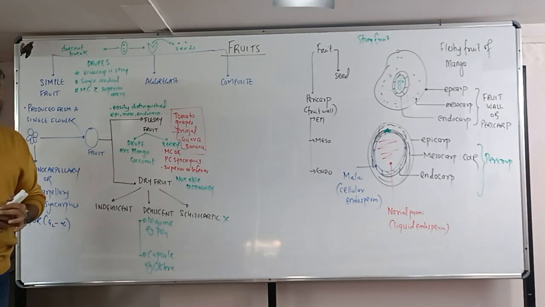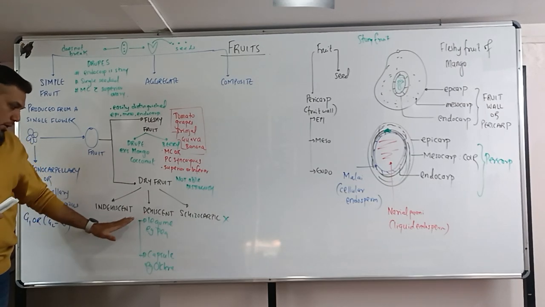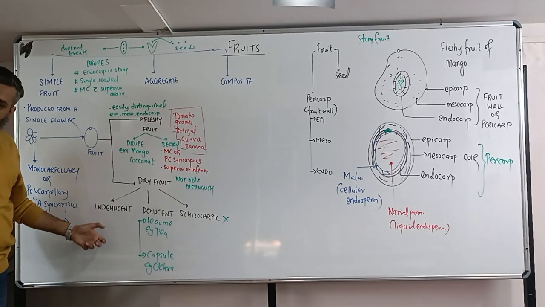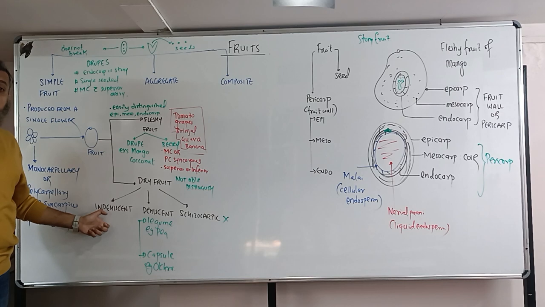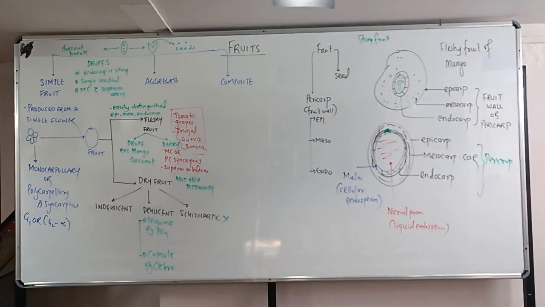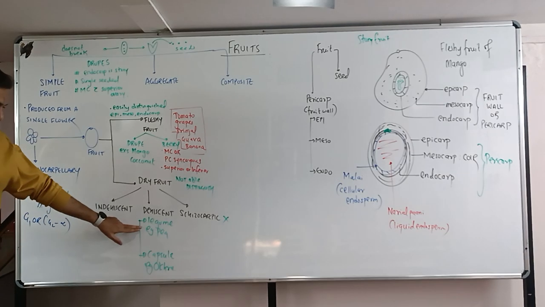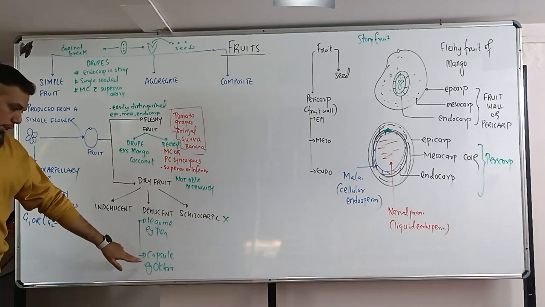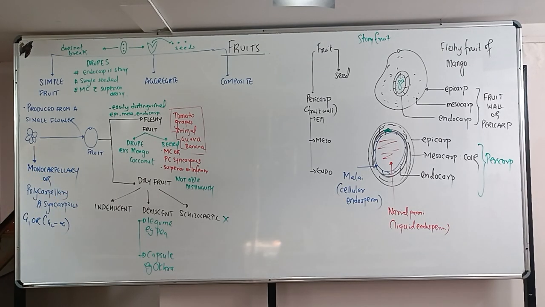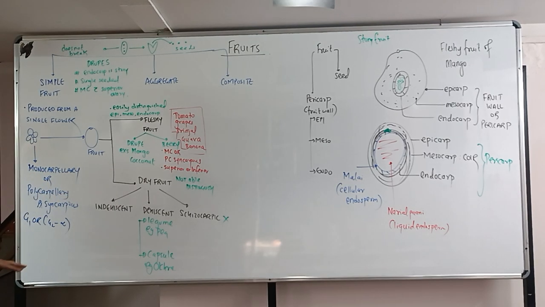What is my point? The basic thing is there are indehiscent and dehiscent types, but I'm not writing it again. Okay? Only remember that those fruits which will not break are indehiscent. The ones which will break will be called dehiscent ones. So here you have legumes and a capsule. Legume example we have a pea, and capsule example we have an okra.